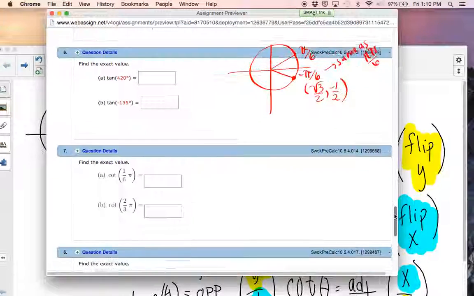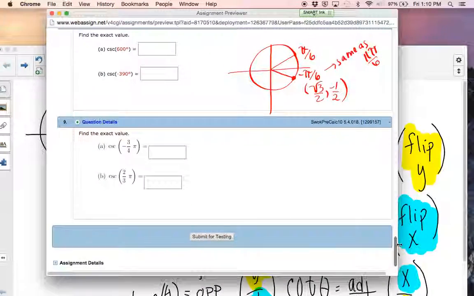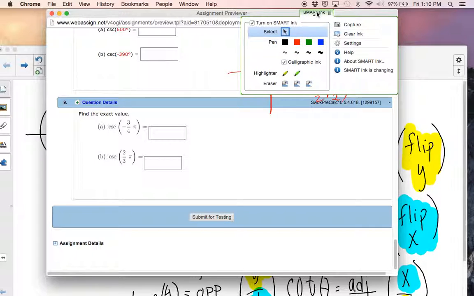Number 6 should be straightforward. Number 7, number 8, and number 9 are all just using your unit circle. So if you're still having trouble, come see me, but hopefully that helps.